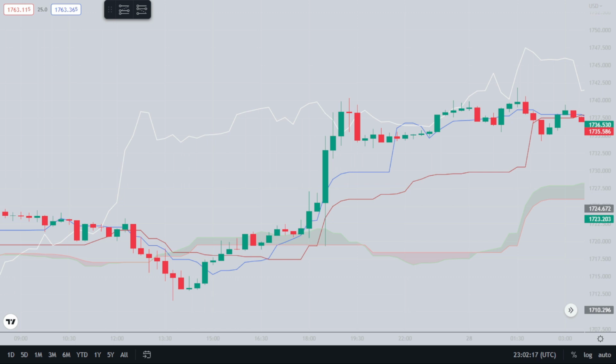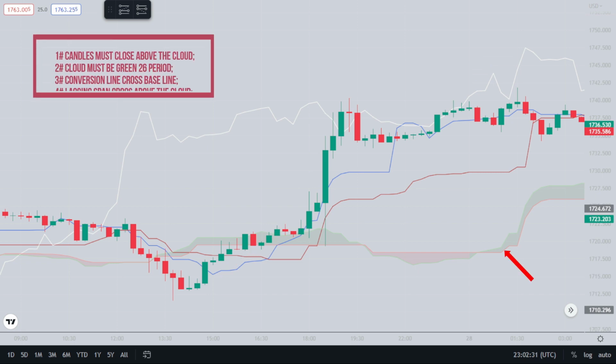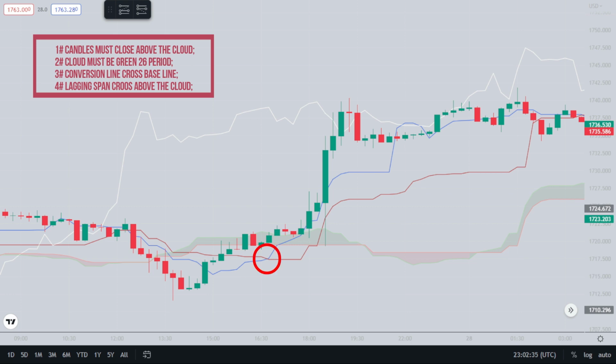Now let's start by establishing the conditions of entry in the case of a long position. Basically, we have 4 rules which need to be met before we enter our trade. The first one is that the candles must cross above the Ichimoku cloud, and the second rule is that the cloud must be green 26 periods in front of the current candle. The third rule is that the conversion line must cross above the baseline. And the last one is that the lagging span must also cross above the cloud.